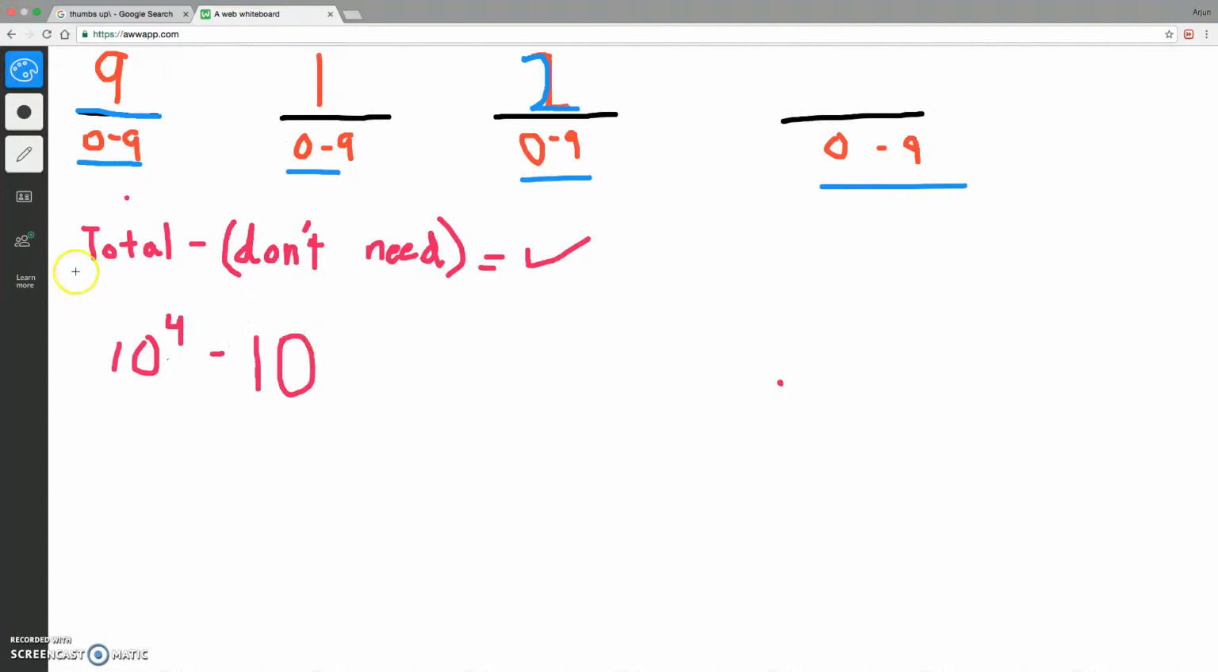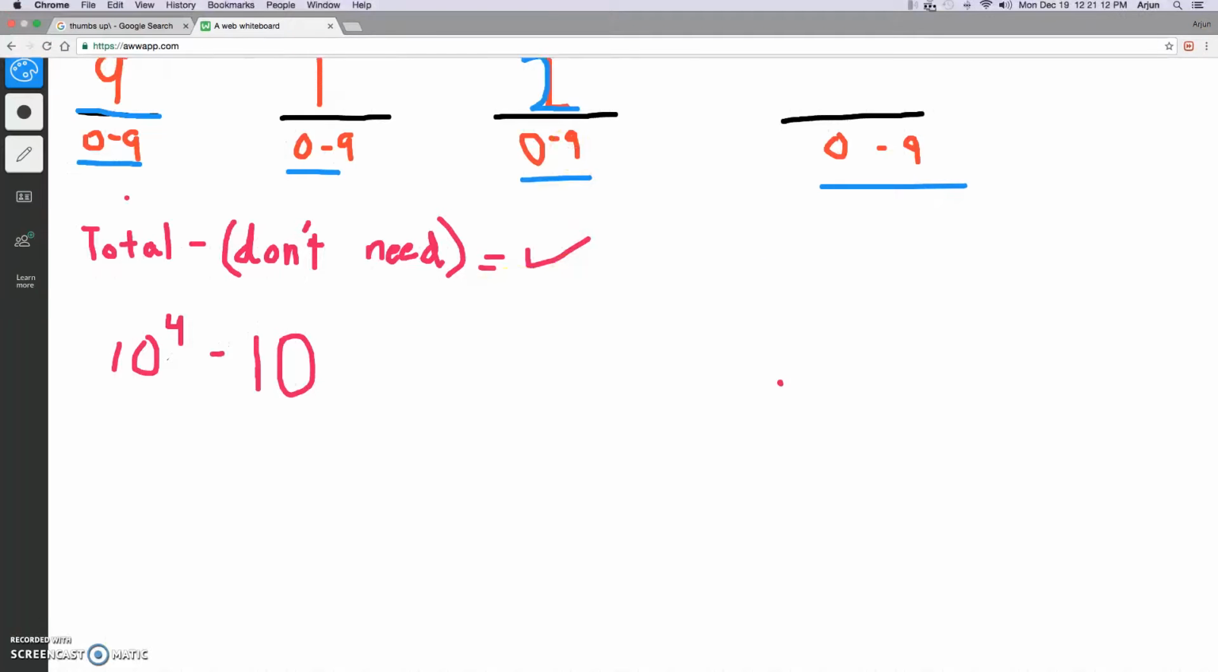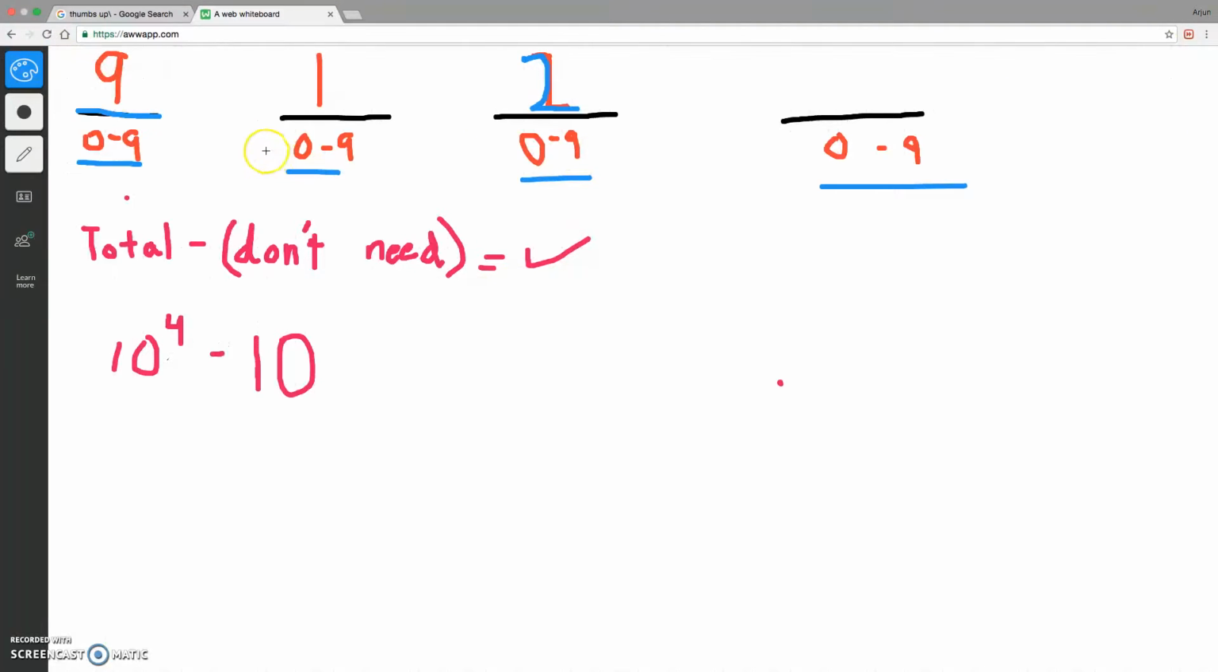Complementary counting is when we take the total, subtract what we don't need or what we need, and then we get what we need or we don't need. In this case, the total is the number of digits because we're looking for the total combination. We're looking for all the varieties of digits there are. So from 0 through 9, there are 10 digits for this one, 10 for this one, and 10 for this one. That's a total of 10 power 4 cases.